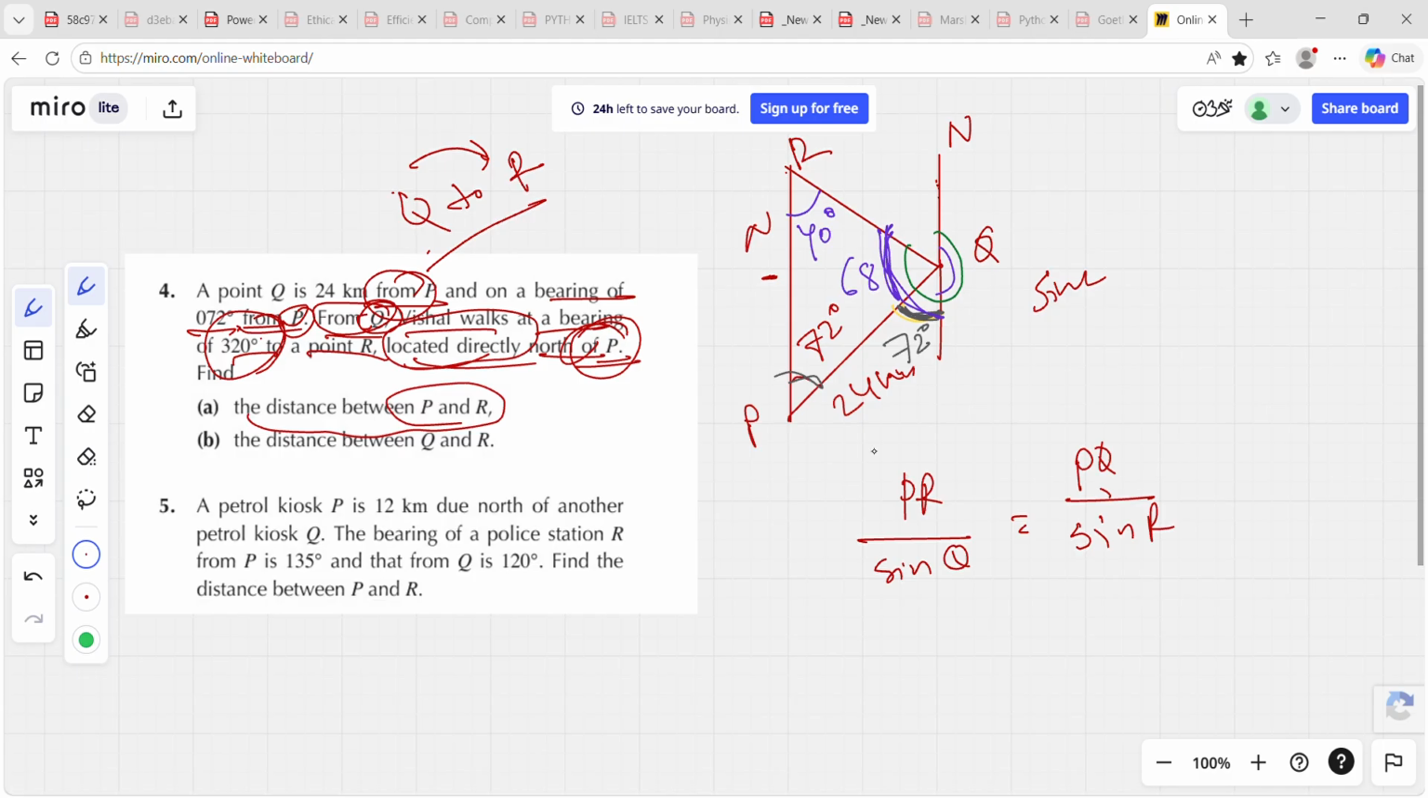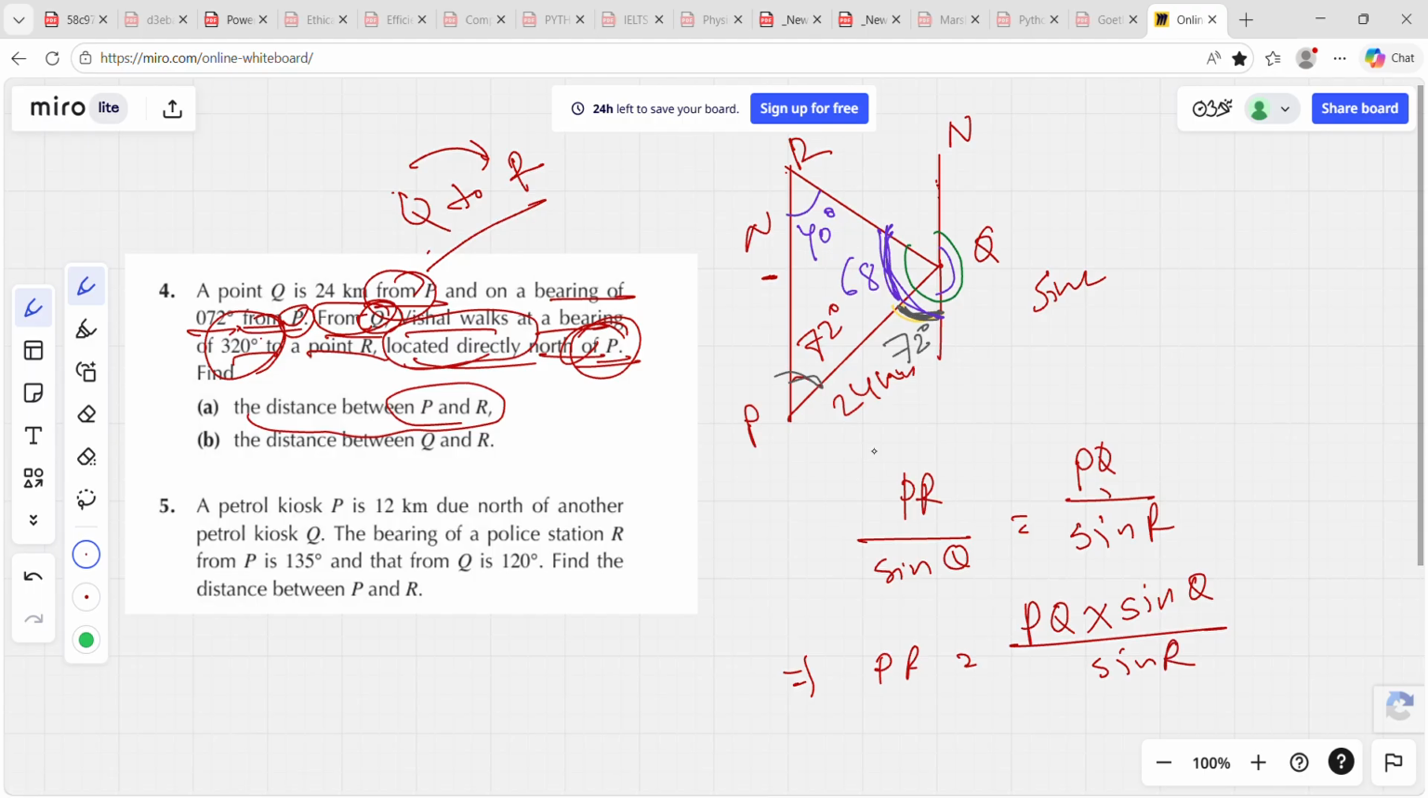So this is PR, and the opposite of PR is sine Q, that means angle Q. This is PQ, the opposite of PQ is R. So that's how you can do that. Now we solve it for PR. So PR is equal to PQ times sine Q divided by sine R.